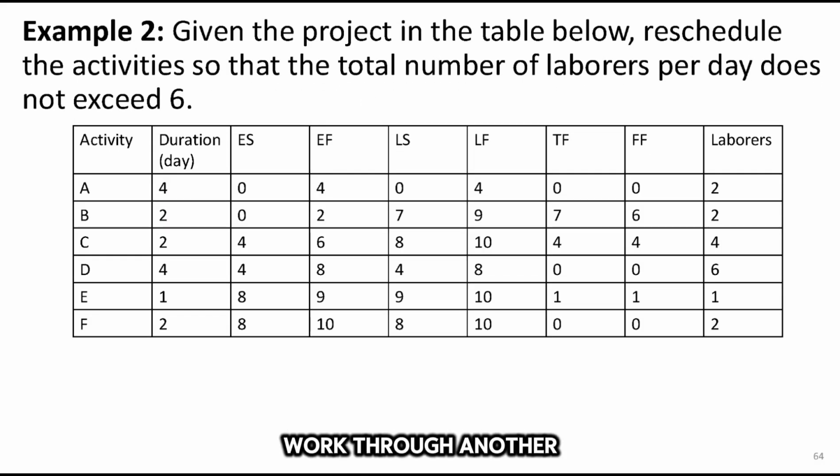Alright, let's work through another example. Given the project details in the table below, your task is to reschedule the activities to ensure that the daily labor requirement does not exceed 6 workers. This table presents key scheduling information for project activities, including their duration, early and late start and finish times, float values, and labor requirements. From this table, we can easily identify the following critical activities, A, D, and F, as they have 0 total float.